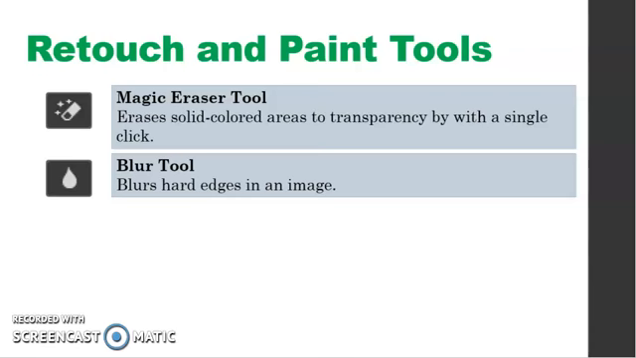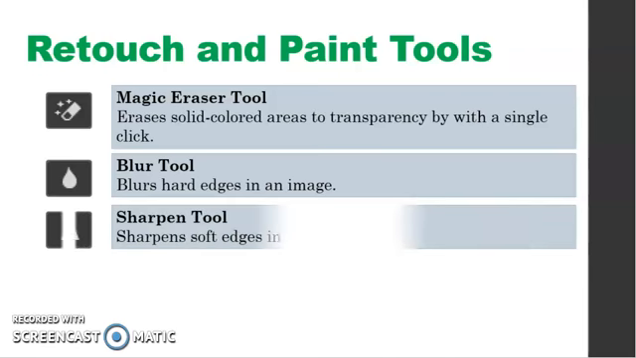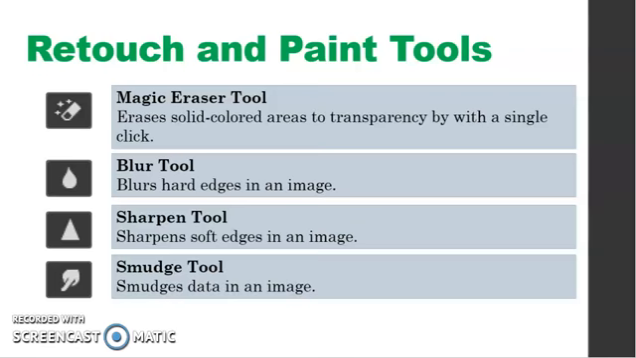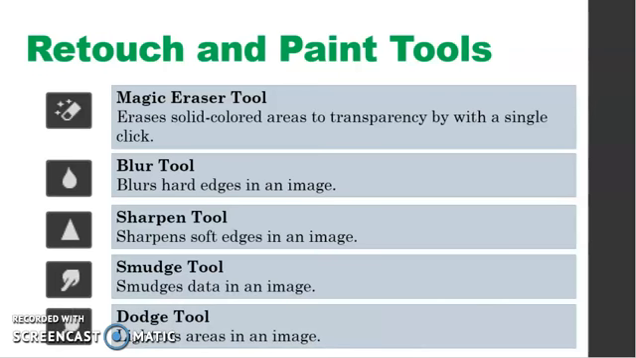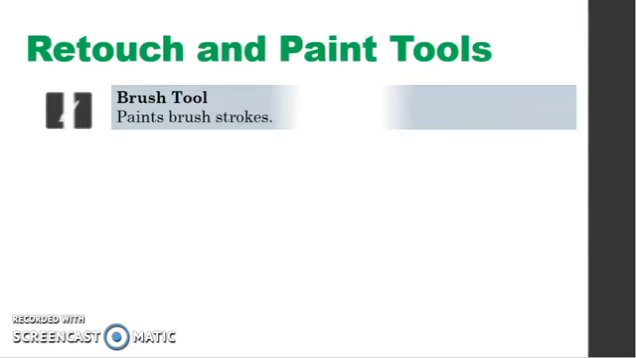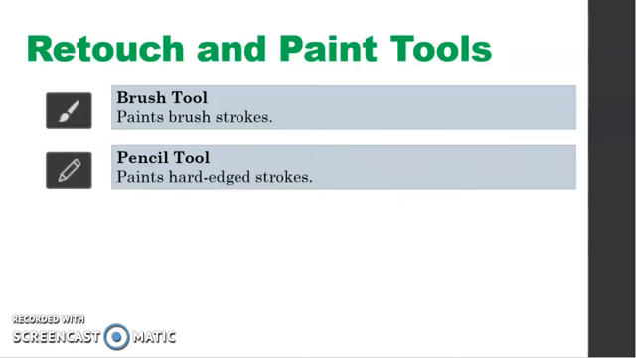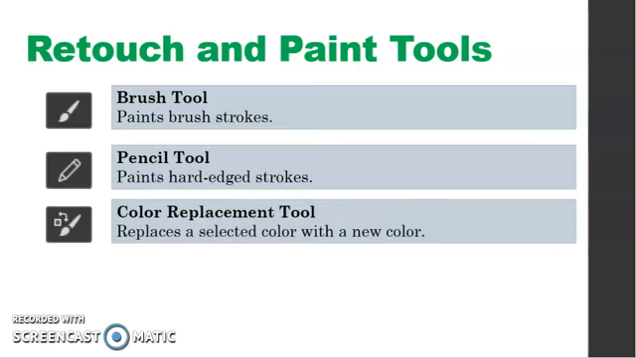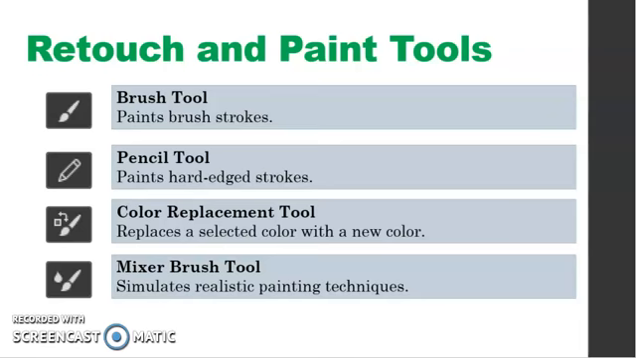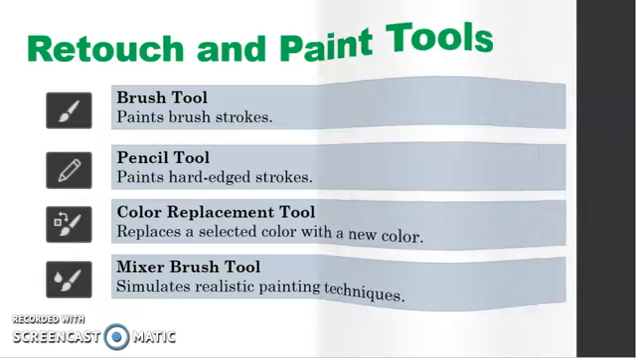The blur tool, it blurs hard edges in an image. Sharpen tool, you will use sharpen to sharpen the edges in an image. We have the smudge tool, smudges data in an image. Dodge tool lightens areas in an image. Next, the brush tool paints brush strokes. Next, pencil tool paints hard edge strokes. Color replacement tool, it replaces a selected color with a new color. Mixer brush tool, it simulates realistic painting techniques.